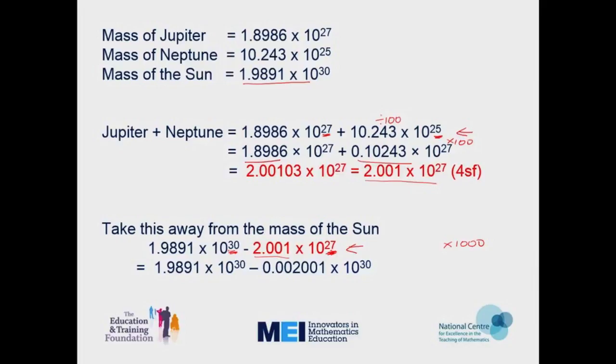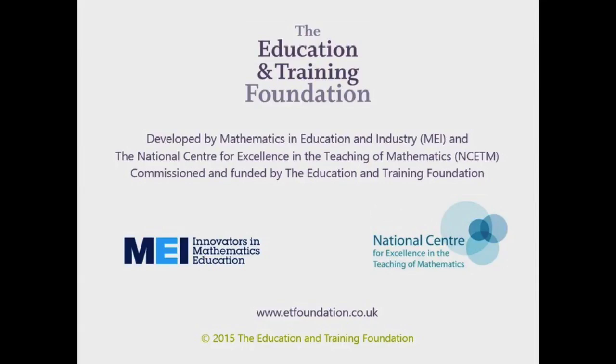1.9891 times 10 to the 30. Take away 0.002001 times 10 to the 30. So now I can take that number there away from that number there, and my answer will be 1.987099 times 10 to the 30. We were asked to 4 significant figures, so to 4 significant figures, that would be 1.987 times 10 to the 30. And that's how to answer a question like this on standard form.